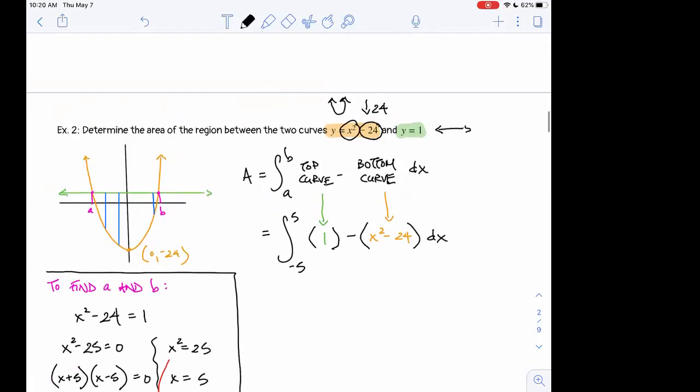Okay. So let's see what our integral looks like. The integral from -5 to 5 of 1 minus x squared minus 24 dx. Correct or not correct? Not correct. What's wrong? It should be plus 24.